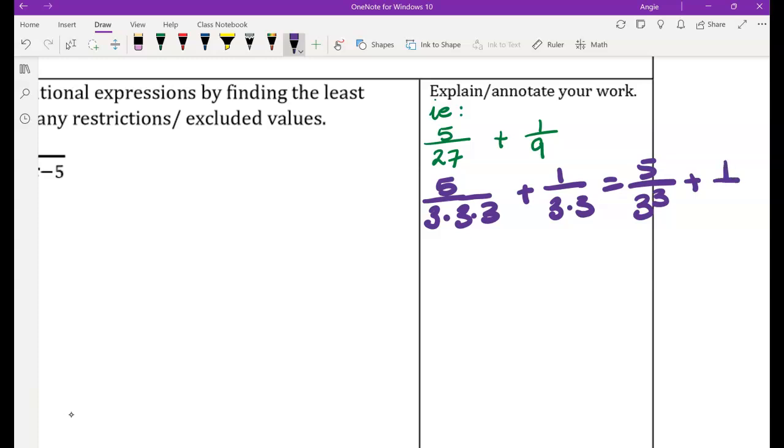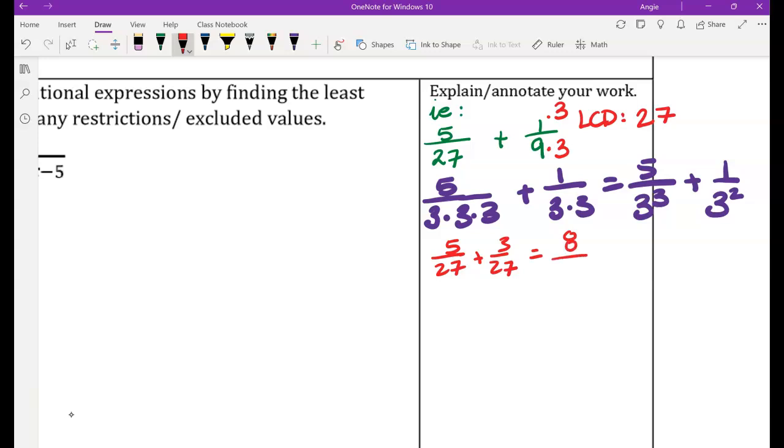If we were to find the LCD, and the reason I want to bring this up is because it's going to be very important for us in a little bit, clearly 27 is the lowest common denominator for this question. So if we were to add this, I would multiply the bottom by 3 and multiply the top by 3. Now we have 5 over 27 plus 3 over 27. The denominators are the same, so now we just add the top. We do not combine the bottom, we just carry the bottom over. We cannot reduce 8 over 27, so we box that up.